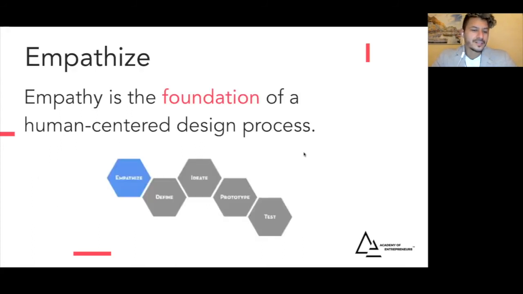All right, so let's go with the first phase. The first phase is empathize. So empathy is the foundation, okay? So what does empathy mean? Empathy is putting yourself in the shoes of the user, okay? There are a couple of things that you need to do to be able to empathize with other people, right? One of the things is you need to remove a lot of your preconceptions about how people behave.